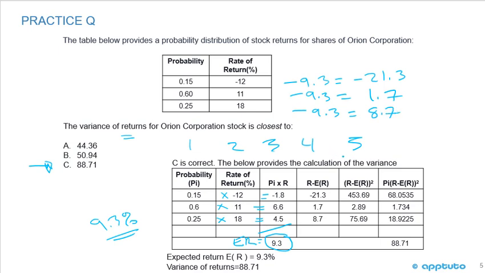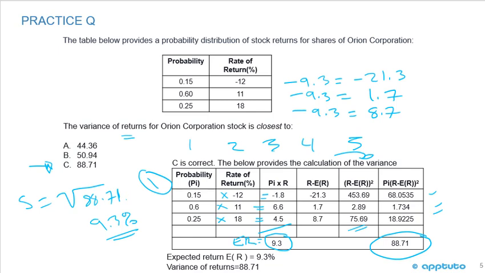Then return minus expected return, we square those numbers for this column. And then, remember, we had to take that probability, column number 1 times column number 5. And so we've got the probability times the return minus expected return squared. And we add those all up, we get the variance, 88.71. And remember, if it asks for the standard deviation, it would be the square root of the 88.71.